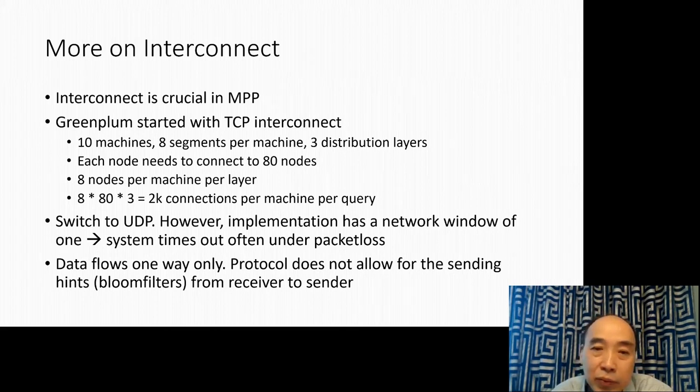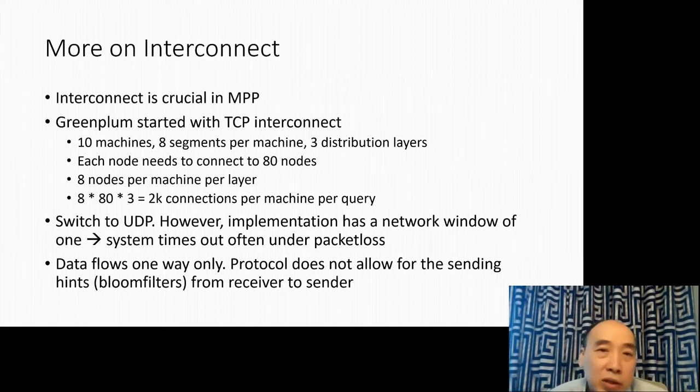But then, we are database engineers, so we don't really write very good network code. The implementation in Greenplum has a network window of 1, and then it times out and resets if it doesn't get the ack within 1 second. When you have some packet loss, you could have a huge delay in your query. And that happens just when the system is busiest. It's not very good.